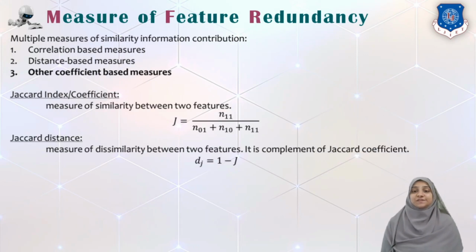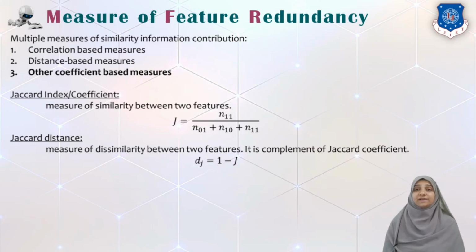Let us discuss the third type, other coefficient-based measures. So apart from correlation and distances, we have something different: coefficient-based measures. The first coefficient-based measure is the Jaccard index. This Jaccard index measures the similarity between two features as J equal to N11 divided by N01 plus N10 plus N11.